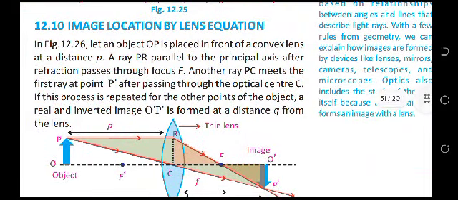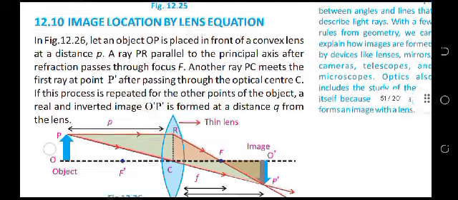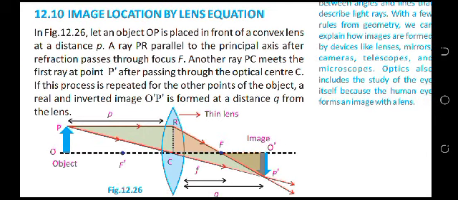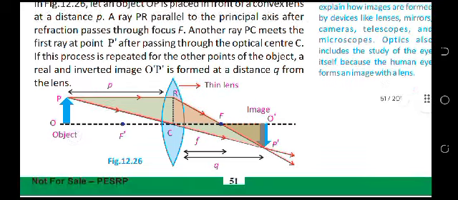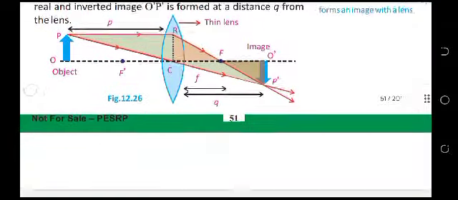Image location by lens equation, in figure 12.26. Let an object OP be placed in front of a convex lens at a distance p. Ray PA is parallel to the principal axis. After refraction it passes through focus F. Another ray PC meets the first ray at point P' after passing through the optical center C. If this process is repeated for the other points of the object, a real and inverted image O'P' is formed at a distance q from the lens.